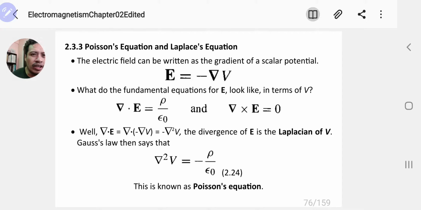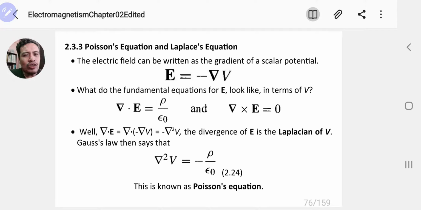We were calculating electric fields, but in this session we'll be doing calculations of electric potential, which are much easier to manage and give us the same answers as we derived in the previous lectures. So we begin with Poisson's equation, and then we'll have a special case called Laplace's equation.